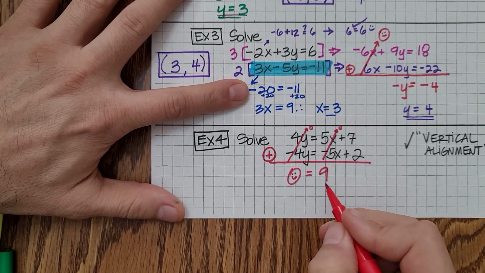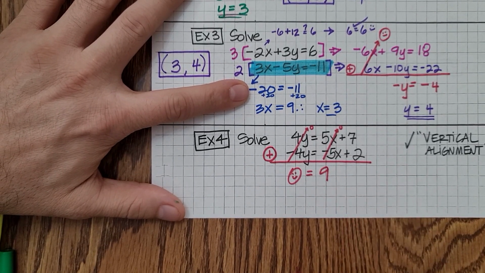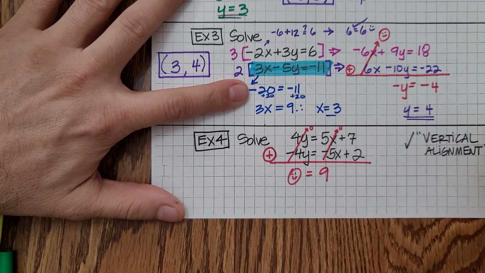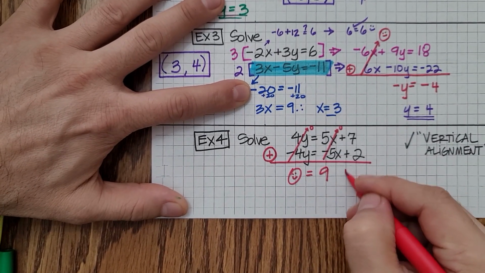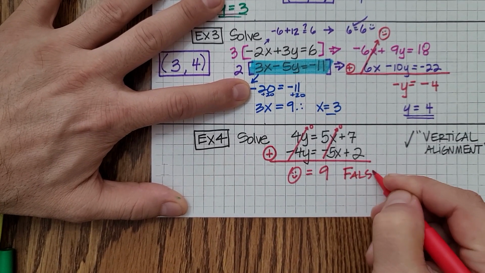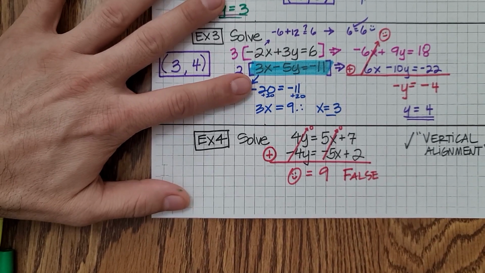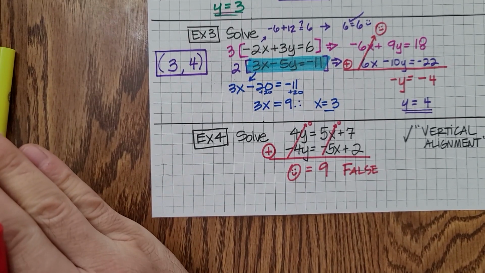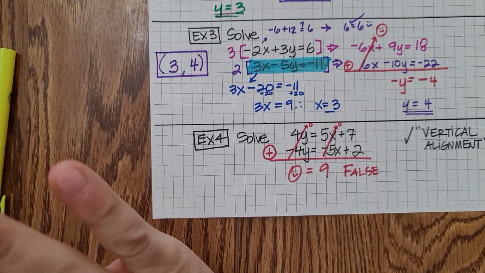Uh-oh. Did we do something wrong? No, we didn't. This happens sometimes. All the variables go away and we are left with a false statement. So what do we do when we have a false statement? I'm going to stop here for about 5 seconds of reflection.